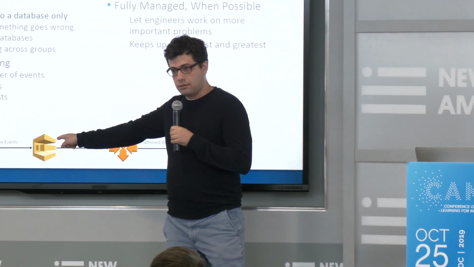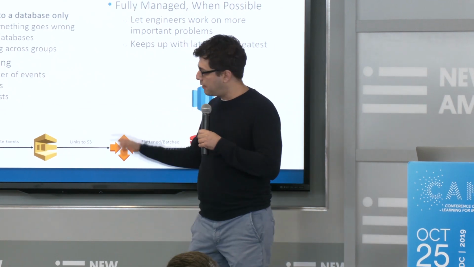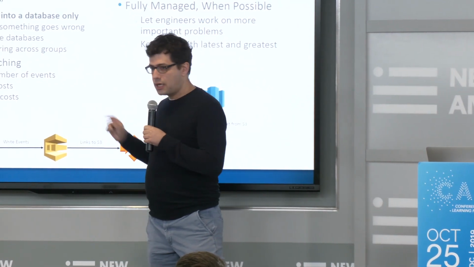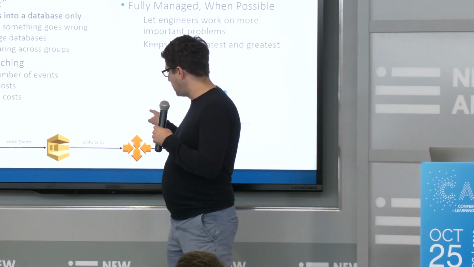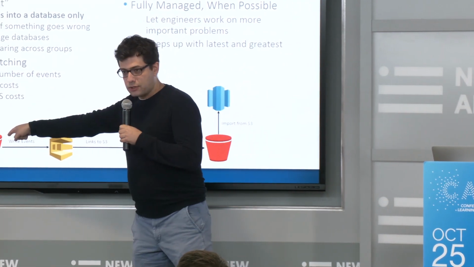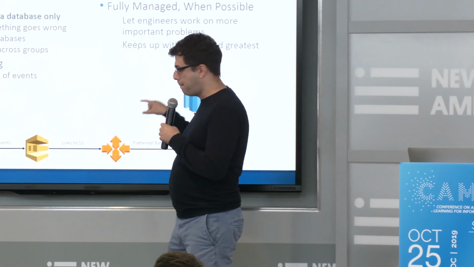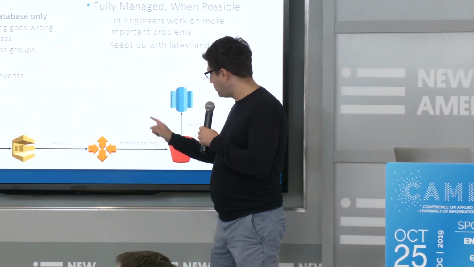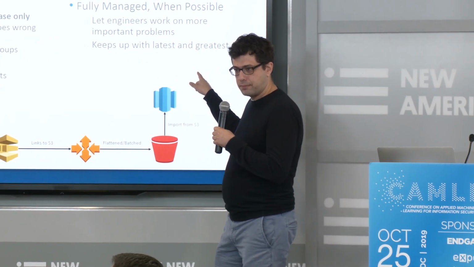You attach a queue to that. Basically, every time there is a creation event, you get an event message here. Then you have an auto-scaling cluster that reads from this thing, gets the object, processes it, batches it together, and pushes it further down the stream.